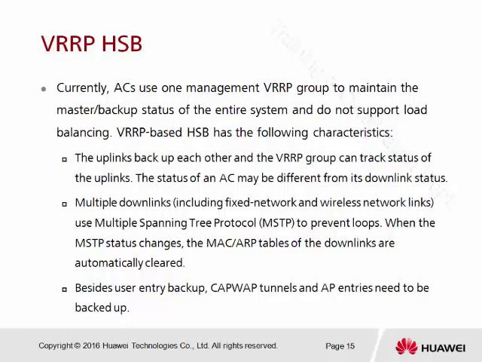VRRP-based HSB has the following characteristics. The uplinks back up each other and the VRRP group can track the status of the uplink. The status of an AC may be different from its downlink status, because VRRP plays a different role on the uplink and also the downlink. They have different parameters for the configuration.